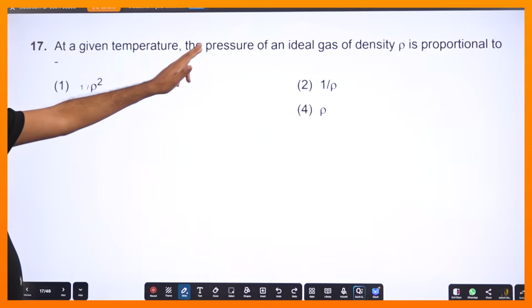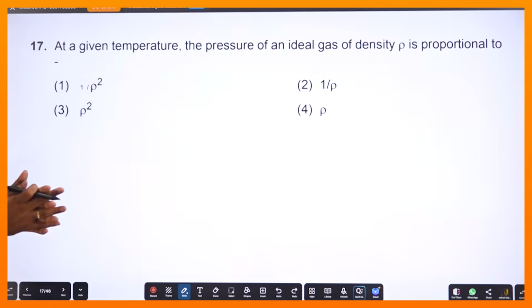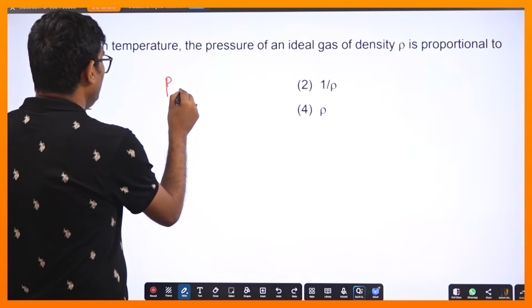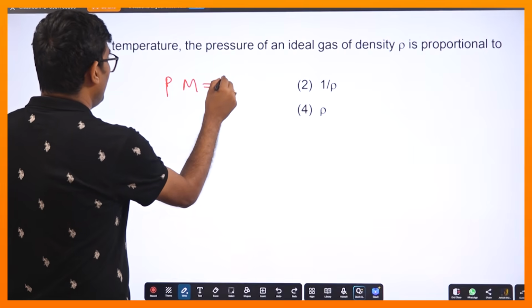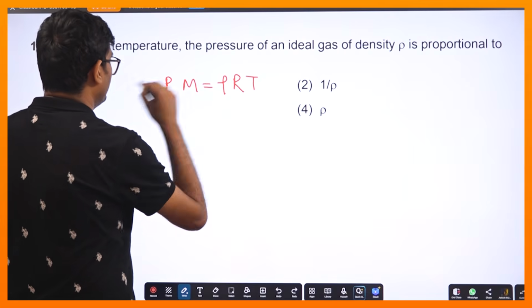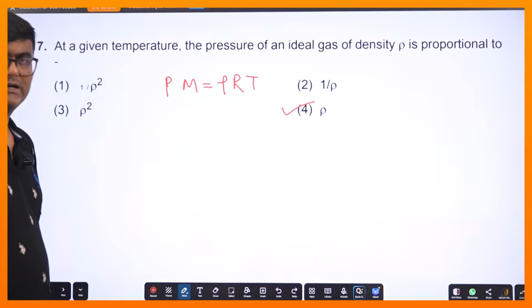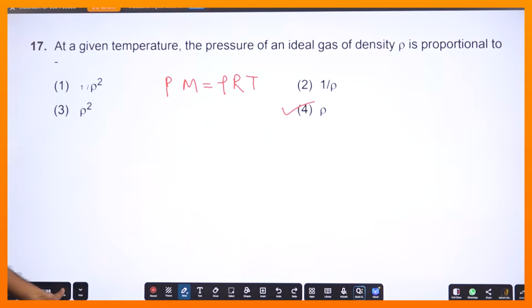At a given temperature, the pressure of ideal gas is proportional to density of ideal gas, and PM equals rho RT, right? That is the expression. So pressure is directly proportional to density. Option 4 is the correct answer. It's a direct formula based question.